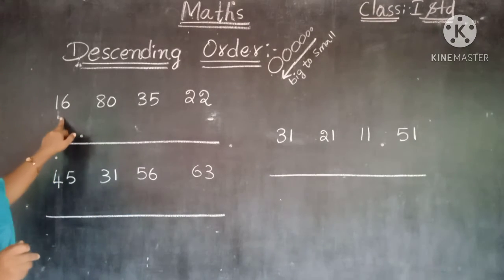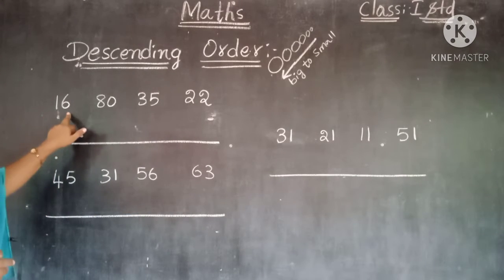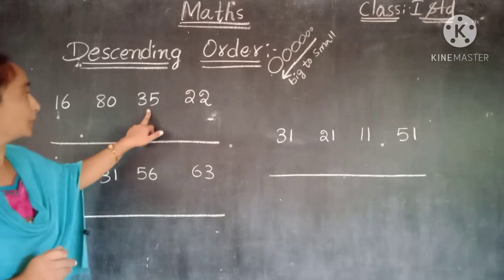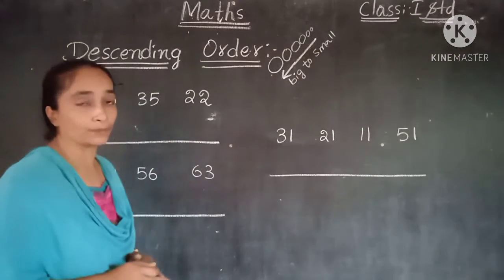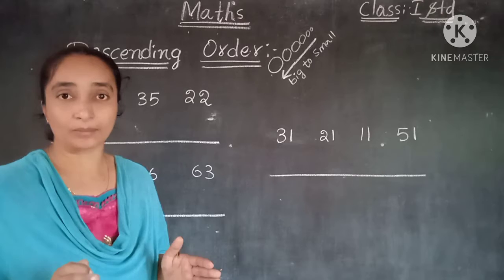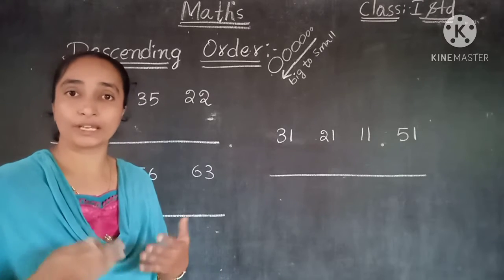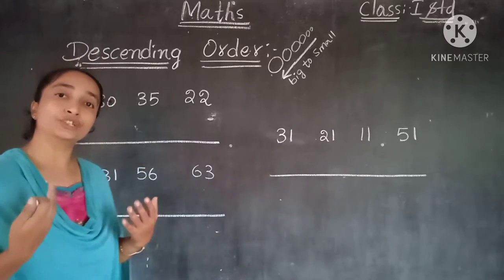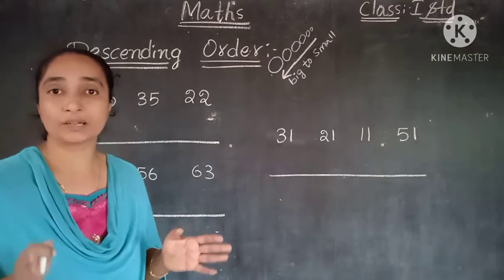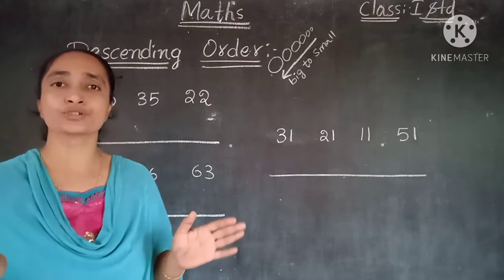So if you see these numbers 16, 80, 35, 22. Here all these four numbers are 2-digit numbers, not 1-digit numbers. Any 1-digit number is not there, so we need not worry about that. We have to identify only the big numbers. The same method you should follow.